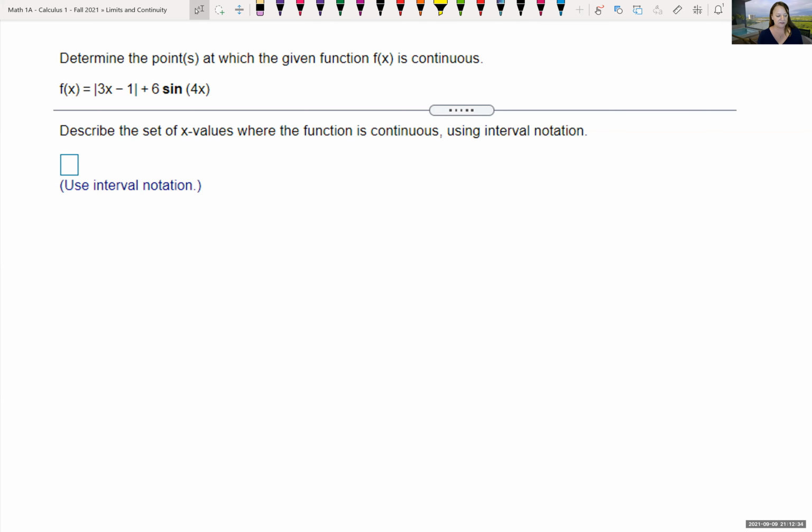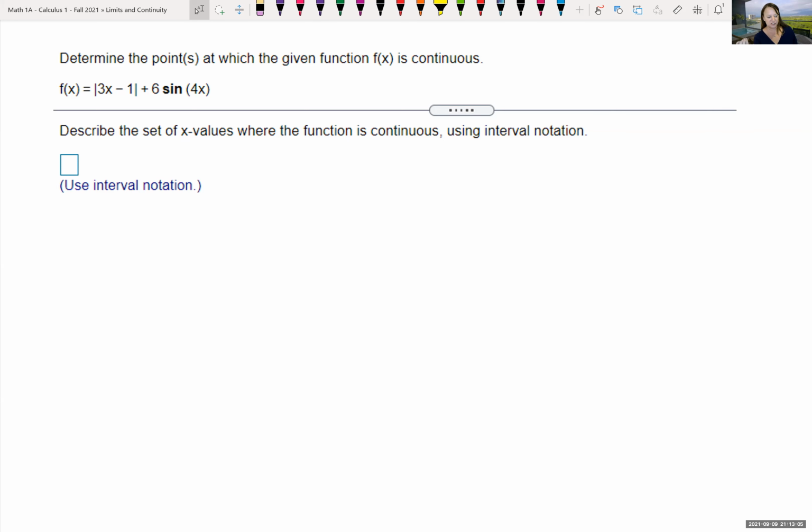We're given that f of x is equal to the absolute value of 3x minus 1 plus 6 sine of 4x. In this example, we want to look at our domain and see if we have any trouble spots and if we have to exclude anything. And looking at this, I don't have any values underneath the radical. I don't have any values which are in the denominator. And so it looks like I'm okay.